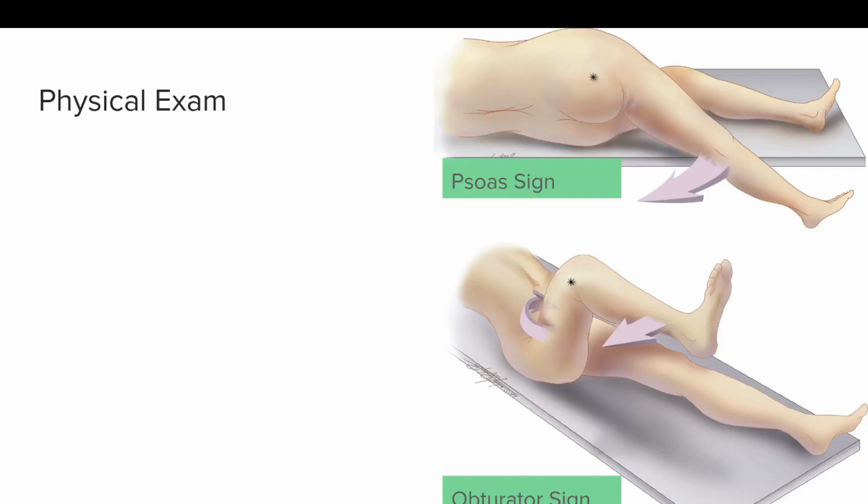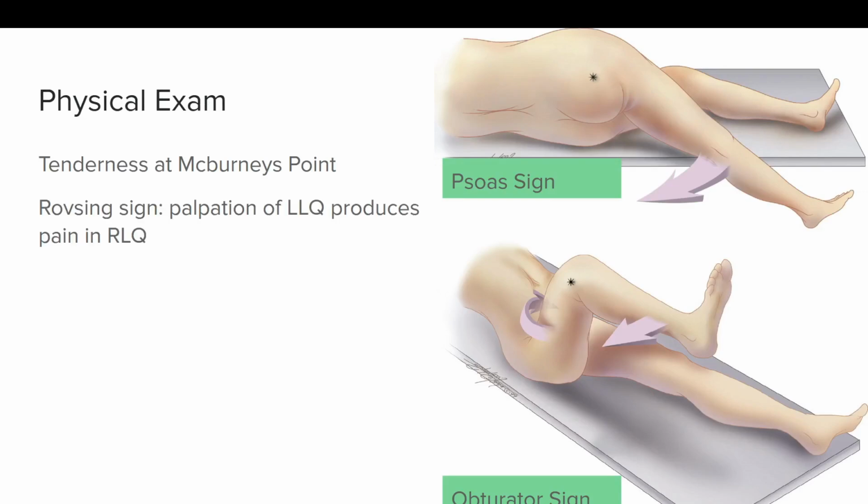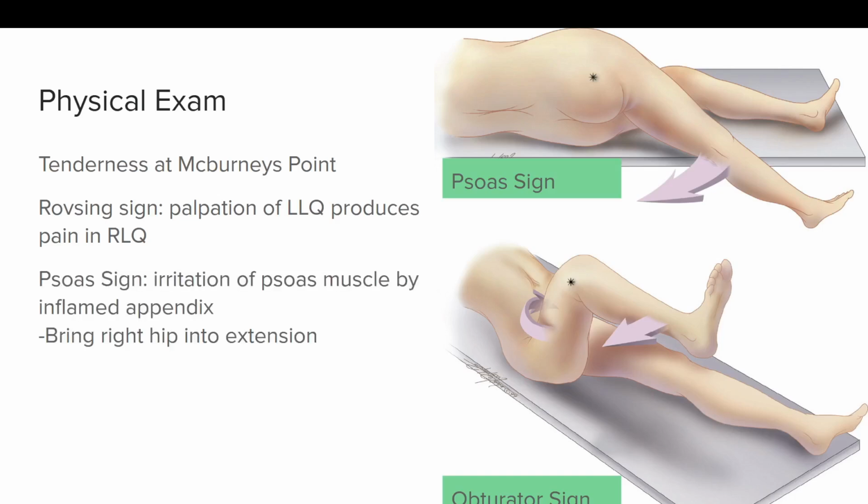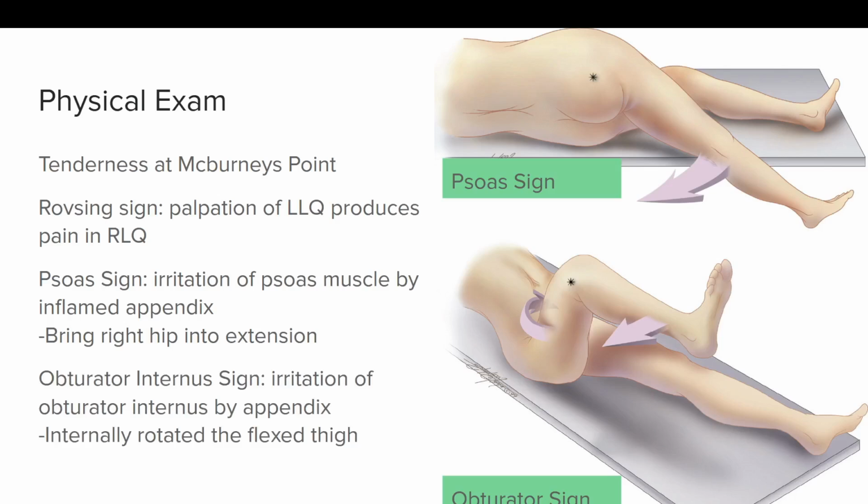Physical exam has some classic findings, especially tenderness at McBurney's point. Rovsing's sign is palpation of the left lower quadrant producing pain in the right lower quadrant. Psoas sign is you lay the patient in the left lateral decubitus position and then try to irritate the psoas with the angry appendix, and you do so by bringing the hip into extension. Obturator sign, or obturator internus sign, is similar. You've got to get the appendix to land on the obturator internus, and you do that by flexing and internally rotating the thigh.